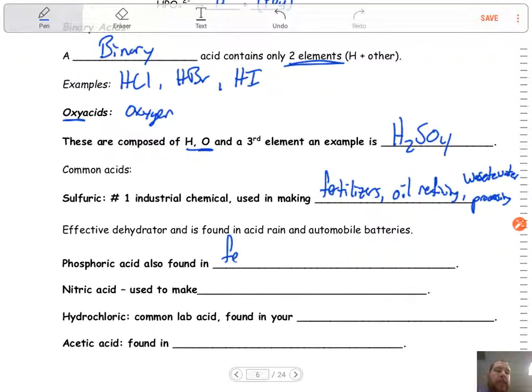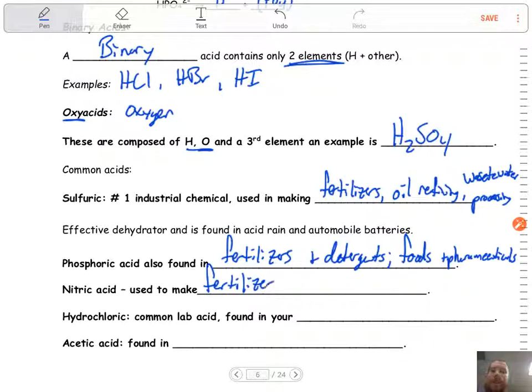Phosphoric acid is also found in fertilizers and detergents. One thing that companies are trying to get rid of is those phosphates found in a lot of that, because they can be damaging. It's also in some foods and pharmaceuticals as well. Nitric acid, again, is a common theme for fertilizers and explosives. It was in the news a few years ago, probably 6 or 7 years now, a plant in Texas that just blew up because of those fertilizers, all those nitrates in the air.